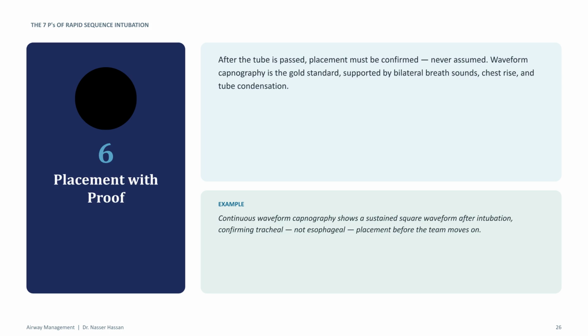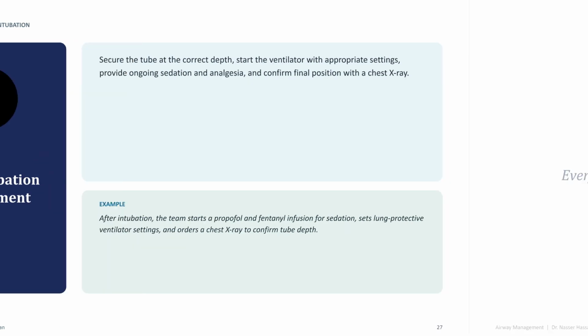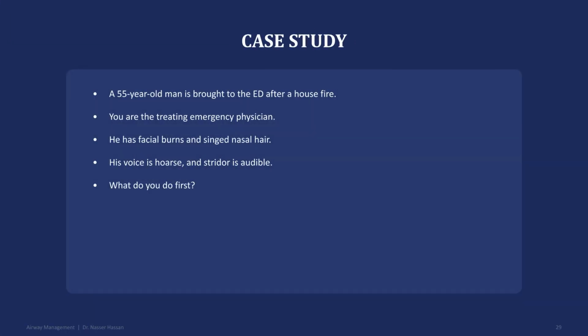Fifth is positioning. Proper alignment, such as the sniffing position, is vital for a clear view of the vocal cords. Sixth is placement with proof. You must verify tube placement using waveform capnography, which is the gold standard for ensuring the tube is in the trachea. Finally, the 7th P is post-intubation management. This involves securing the tube, starting ventilator settings, and providing necessary sedation. Always keep in mind that a difficult airway cart should be fully prepared and accessible before you ever need it.